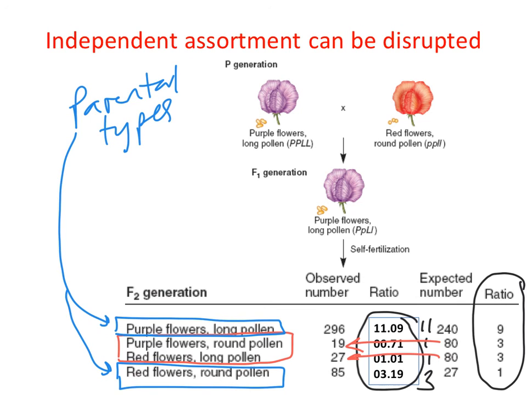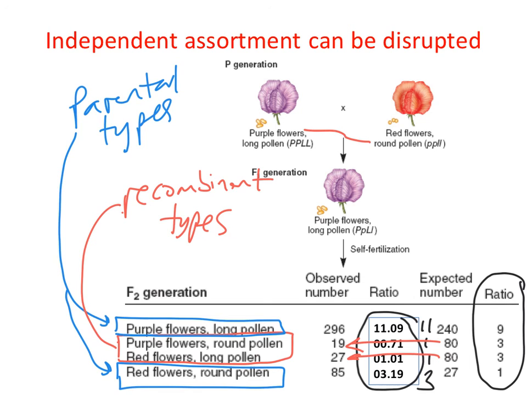So when Bates and Punnett did this cross, they saw more parental types, F2 individuals that looked like their grandparents, the P0 generation, than they expected. They saw fewer than they expected of the recombinant types. Recombinant because these are making new combinations of the parental traits, right? Purple with round and red with long. So the two combinations of traits that weren't evident in the parental generation, those are the recombinant types. Purple with round, red with long, up here.